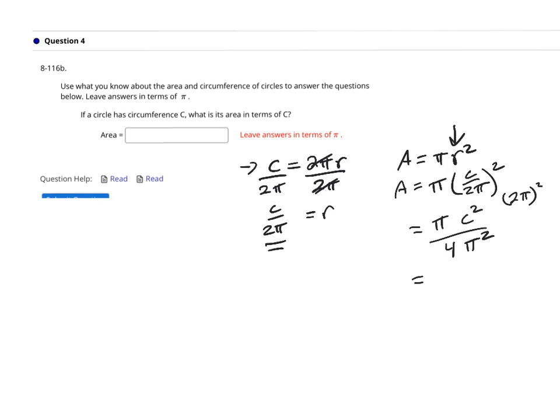Now, to simplify this, I'm going to take c squared times pi over 4 pi squared. Now, pi squared is the same as pi times pi. So I can cancel that out there like that, and that will give me c squared over 4 pi. And that should be your answer.